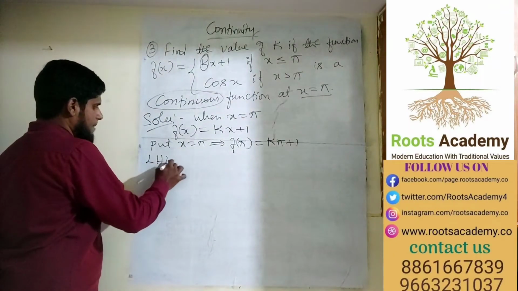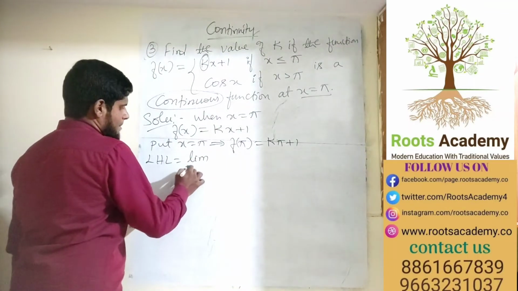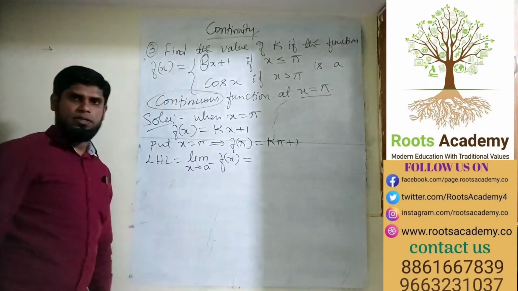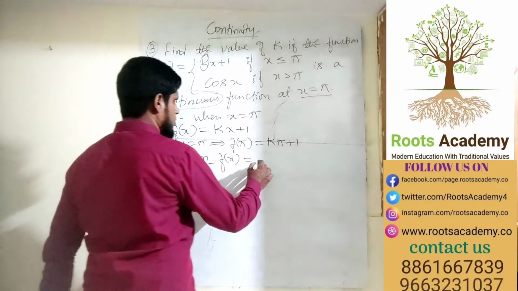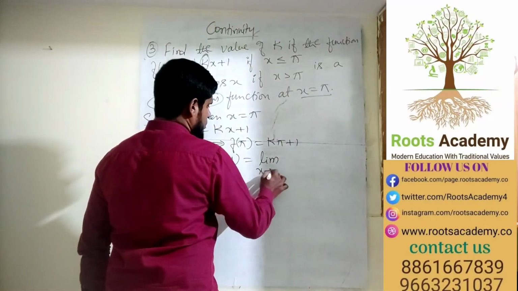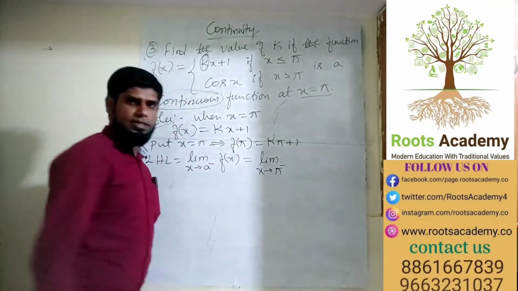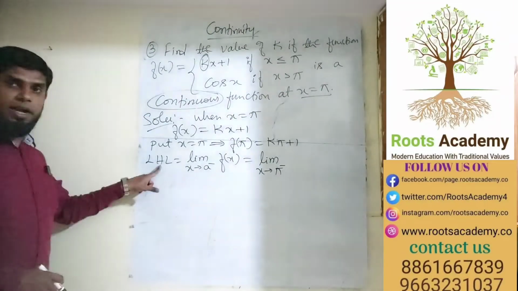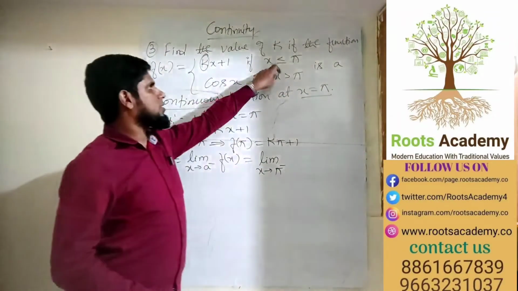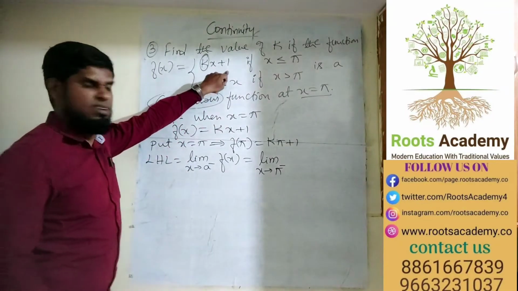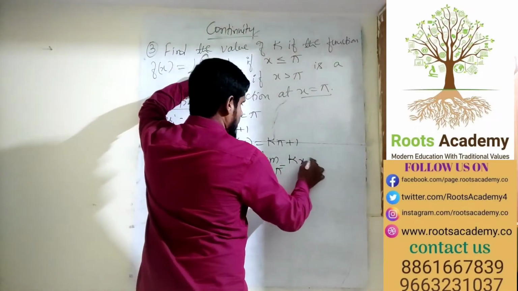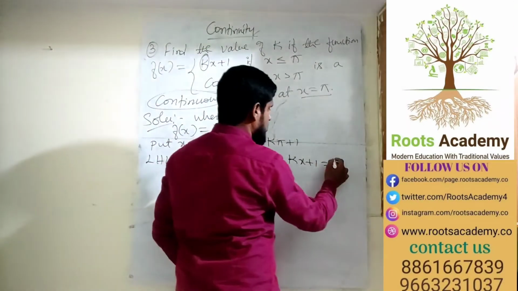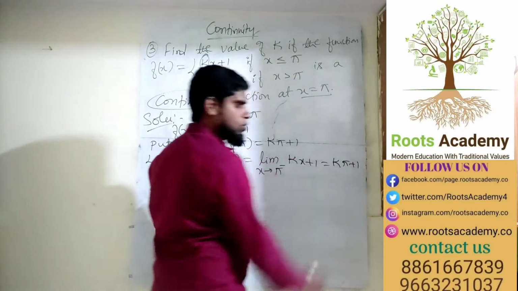Now, the left hand limit, x tends to a power minus f of x, is equal to limit x tends to pi power minus. What is f of x? So student, for the left hand limit, as I said, the function is kx plus 1. And here the value of x approaches pi. So this becomes k pi plus 1.